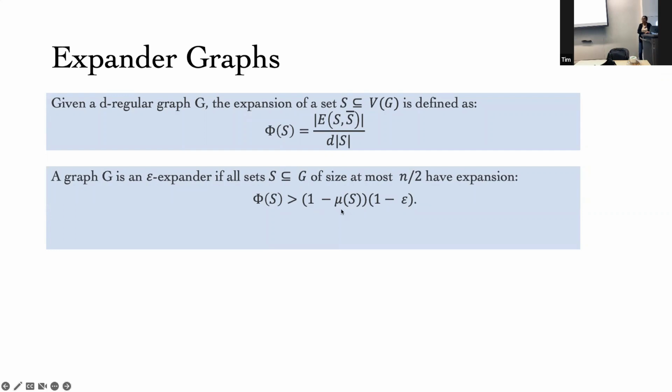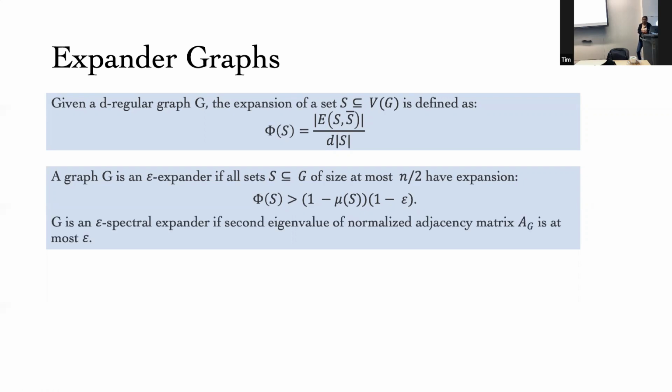Because if you took a random graph, then you would expect the fraction of edges between S and S complement to be, I mean, you would expect 1 minus the fractional size of the set to go out of the set. Sorry, is this clear? What is mu of S? It's the fractional size of the set. So it's the size of S divided by the total number of vertices. So if you took a random graph, it would be an expander, and you can imagine it would be roughly this quantity.